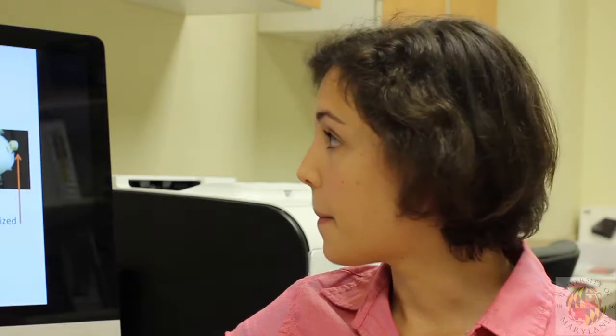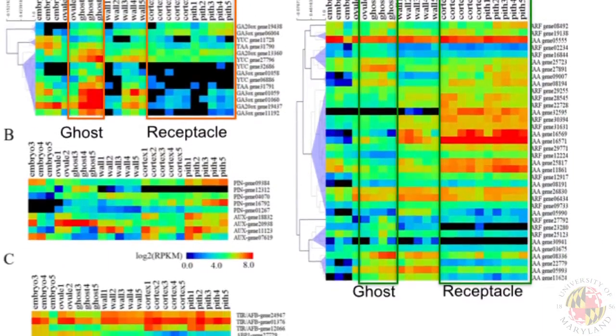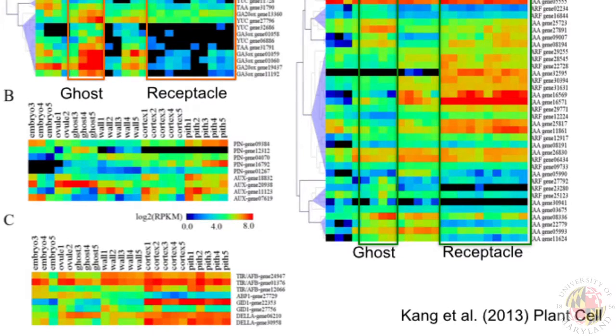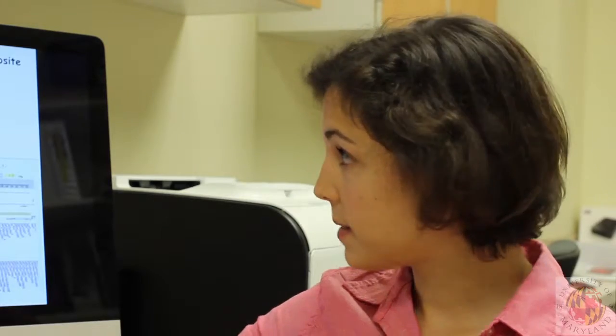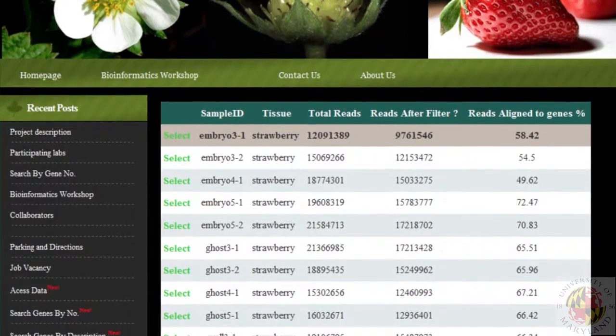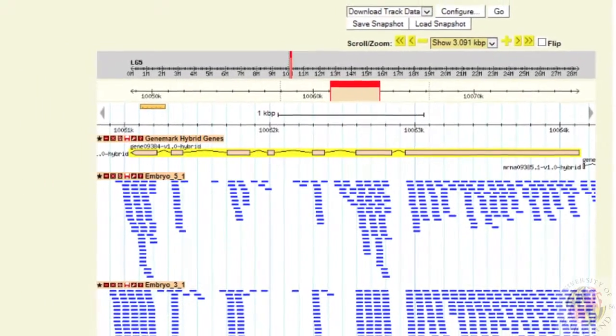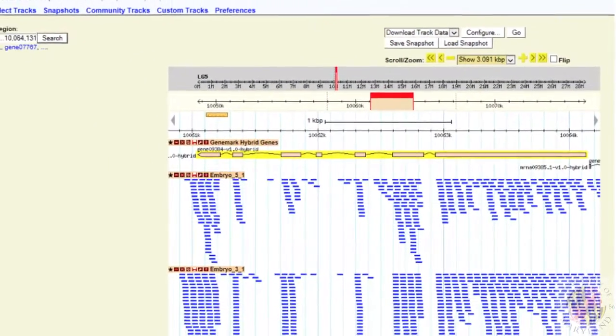The idea behind the transcriptome is that, instead of looking gene by gene at how genes are expressed and where they're expressed, we can get a global view and look at where and when all the genes are expressed. All of our data is available online in the Strawberry Genomic Resource database. If you click through and look at what our data looks like, you'll see the annotation of a gene, and then all of these little reads below are RNA-seq reads.